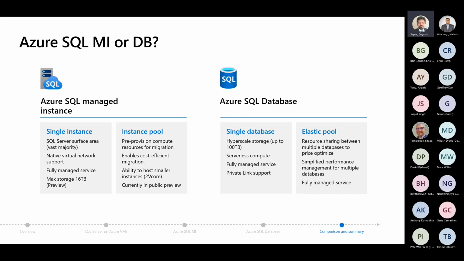Okay, so now let's focus a little more on the PaaS solutions, especially when it comes to choosing between SQL MI or Azure SQL Database. If you have multiple instances or databases, then these options are referred to as pools. Using pools can help at a high level because they allow you to share resources between multiple instances or databases and cost optimize.